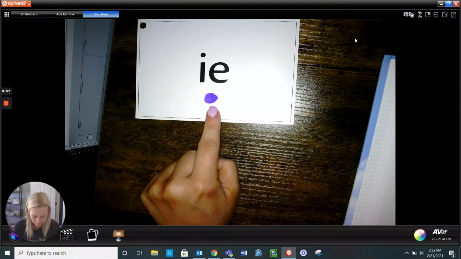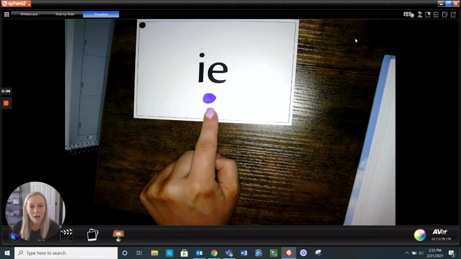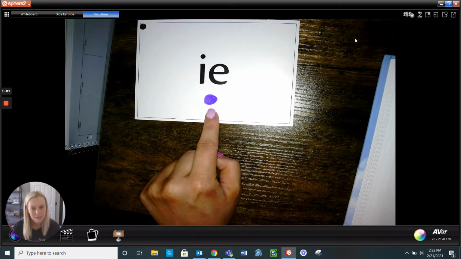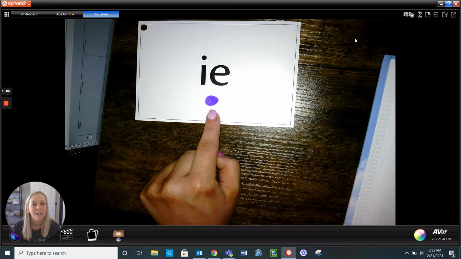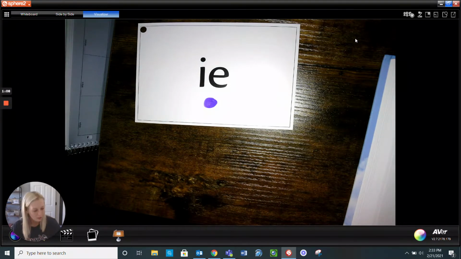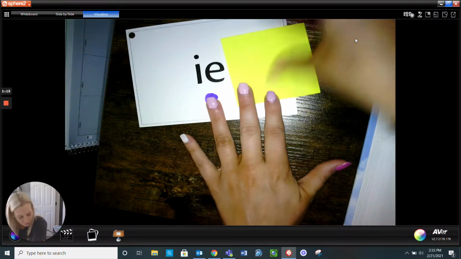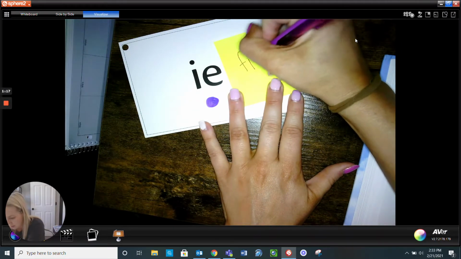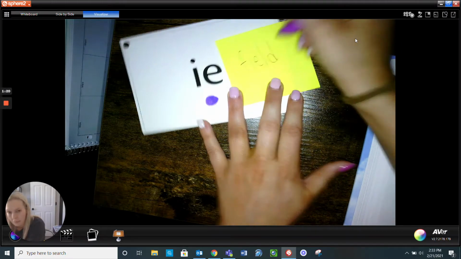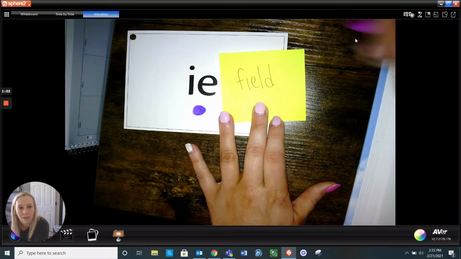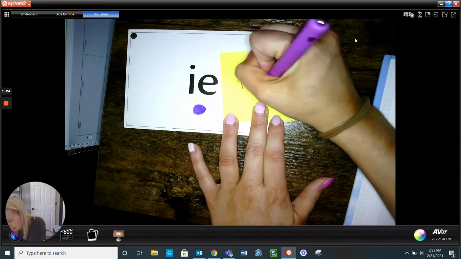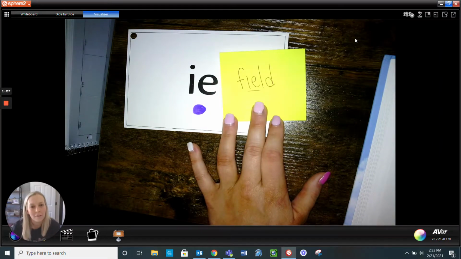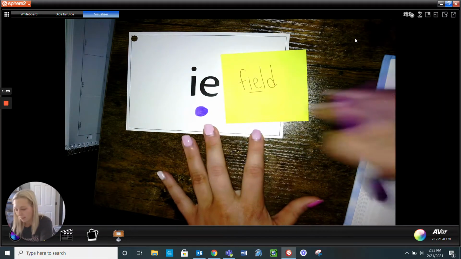We will call this E the E of field. Say E, the E of field. Very good. I'm going to show you real quick, just on a sticky note, how we write field. There we go. And that is why we are calling this the E of field. Awesome.